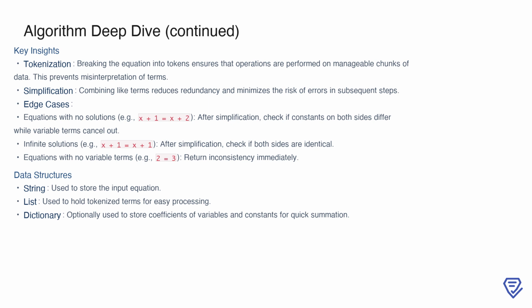From a data structure perspective, the input equation is stored as a string, tokenized terms are held in a list for easy processing, and a dictionary can optionally be used to store coefficients and constants for efficient summation. These choices make the algorithm both flexible and efficient.